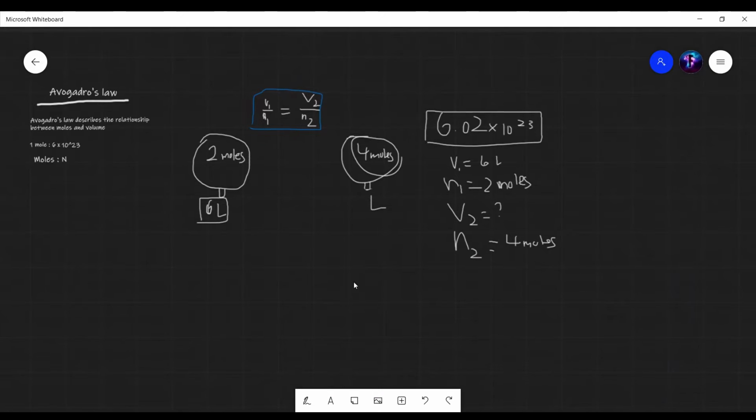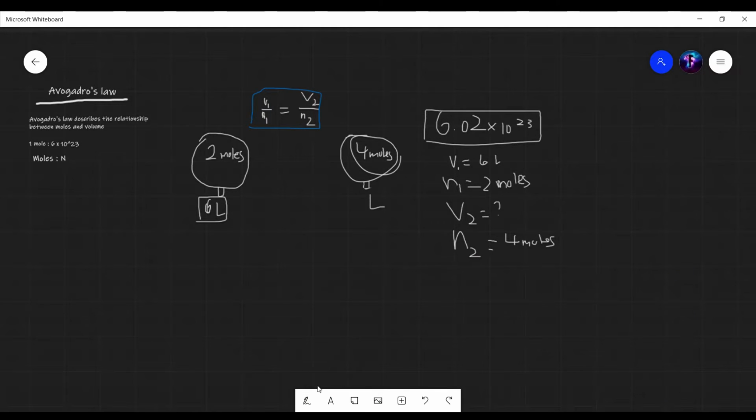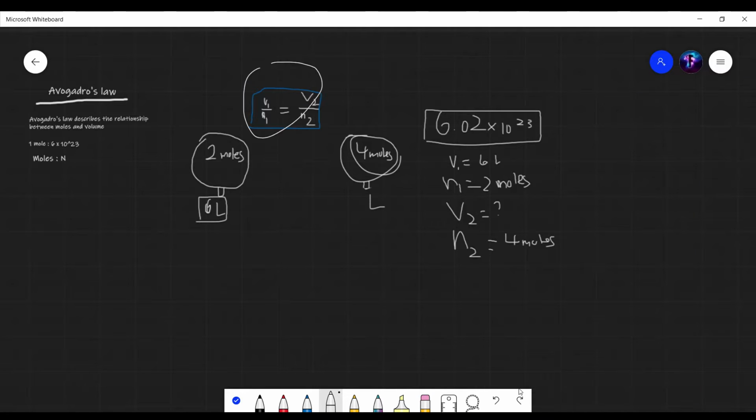Okay, so now that we know our stuff, we can put them into this formula. Now, V1 is 6 liters over N1, which is 2 moles, and it equals V2. We're going to write V2 on the top over 4 moles.